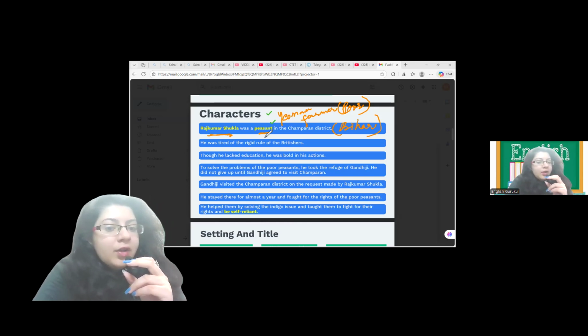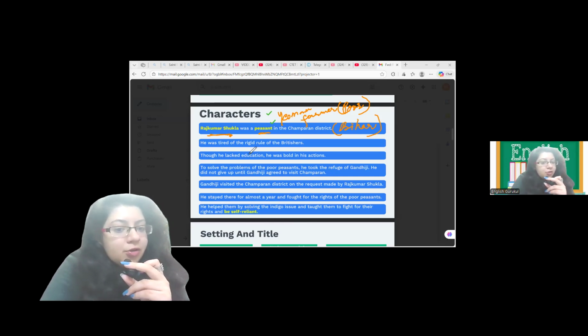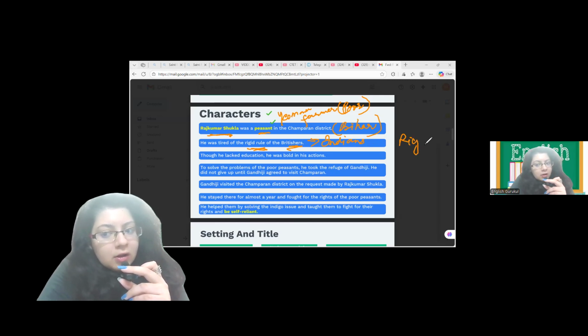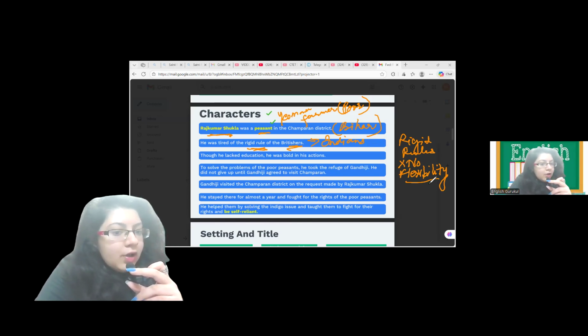He was tired of the rigid rule of the Britishers, very tired of the rigid rules that the Britishers had towards Indians. They had specially made rules for Indians that were rigid, not flexible. No flexibility was there. Clear? Then, though he lacked education, he was bold in his actions.